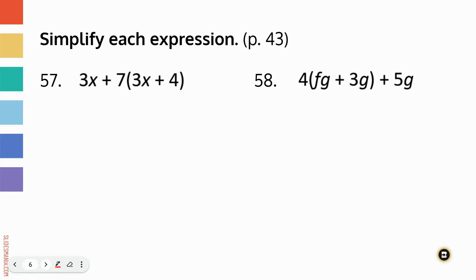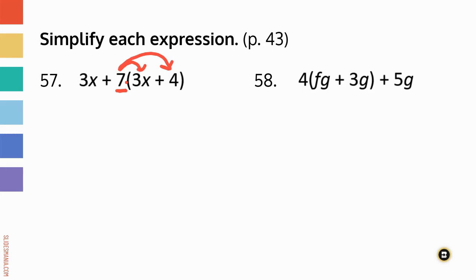Okay, so now we're going to do combining like terms with distributing. So here's the deal. We have number 57, we have 3x plus 7 times the quantity 3x plus 4. Now, when I distribute, I am only distributing the number that is attached to the parentheses. So that is this 7. The 7 is attached to the parentheses, so that is what's going to get distributed. And it only gets distributed inside the parentheses. So we're going to do 7 times 3x, and then 7 times 4.